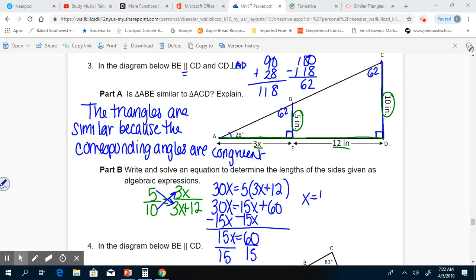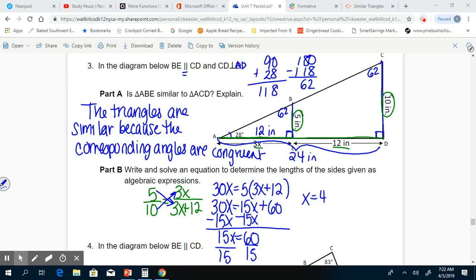And x equals 4. So now I know that AE, the 3 times x, is going to be 3 times 4, or 12. And then A all the way to D is going to be 3 times 4, which is 12, plus another 12, or 24 inches.